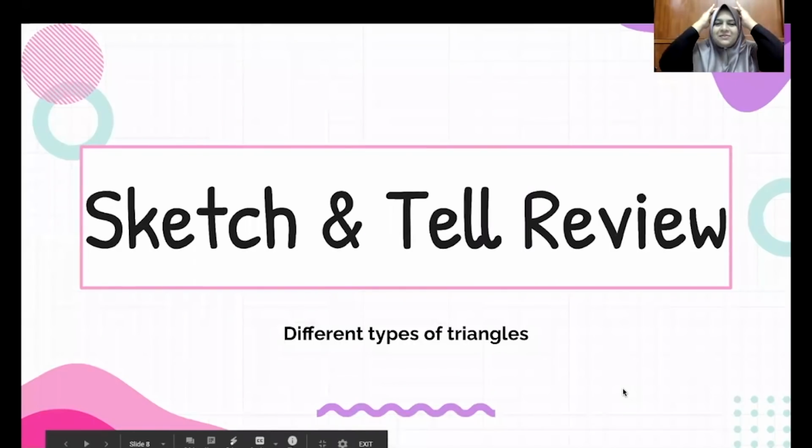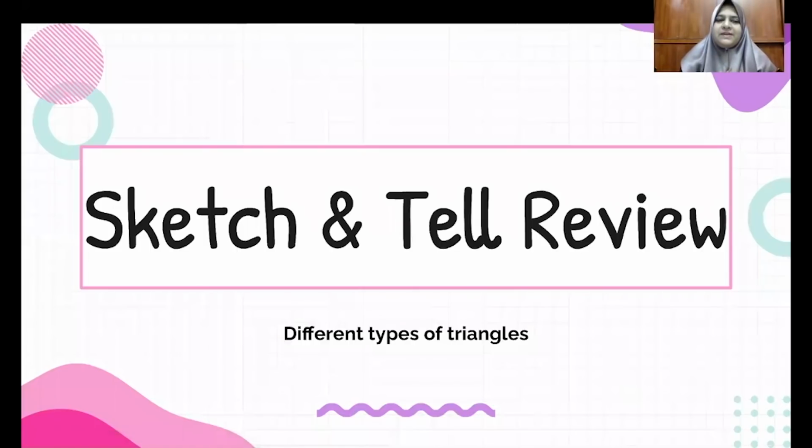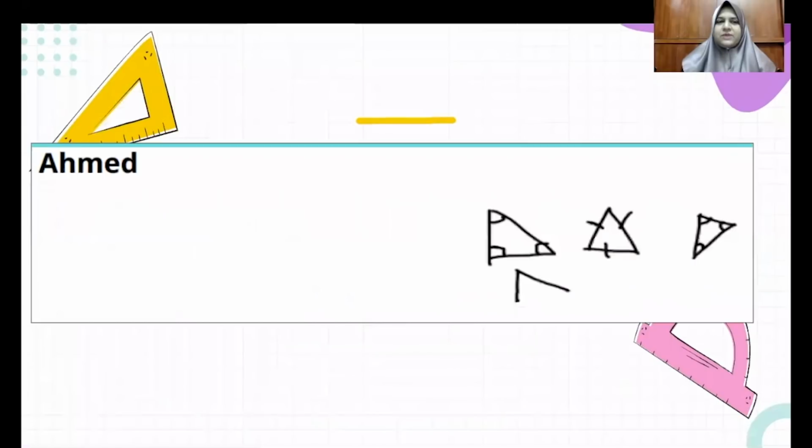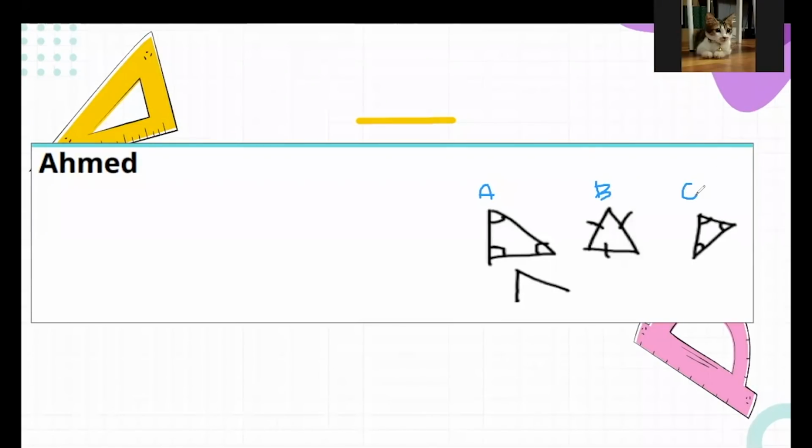The sketch and tell review. Basically, there are two other students who actually covered most of the triangles, but I didn't pick their working yesterday. So I think I want to do justice to that. Let's start with the first one. Ahmad, are you there? Let's label it. I'm going to label it now. A, B, and C. Okay, Ahmad, can you name me each of the triangles you drew yesterday?